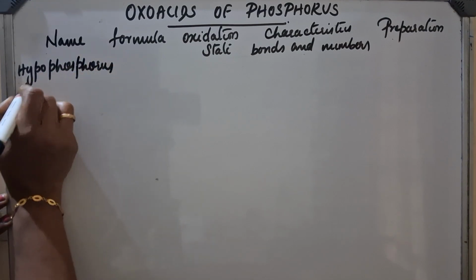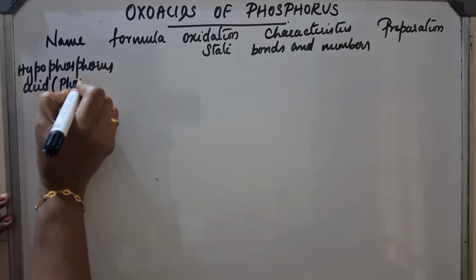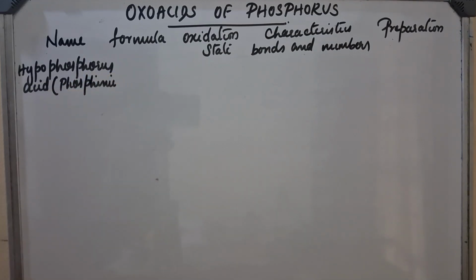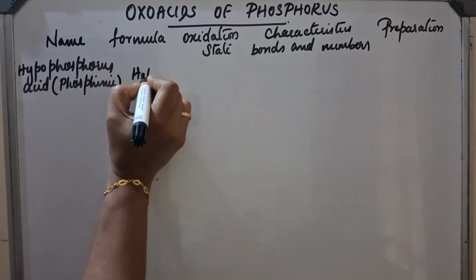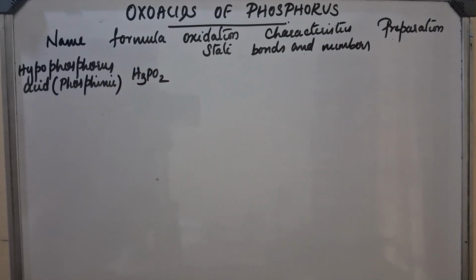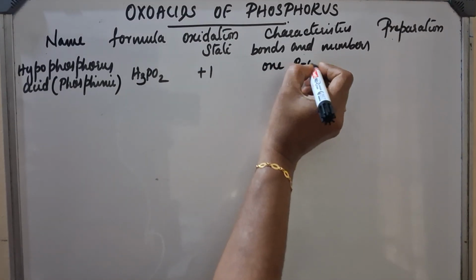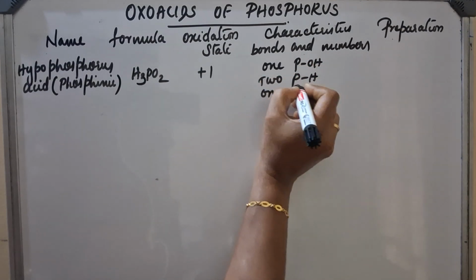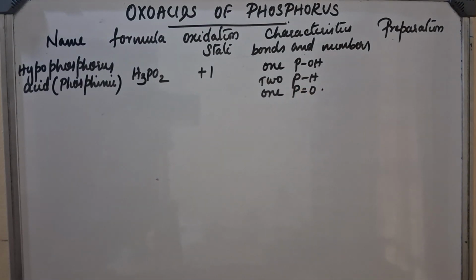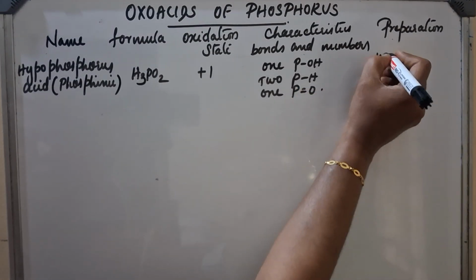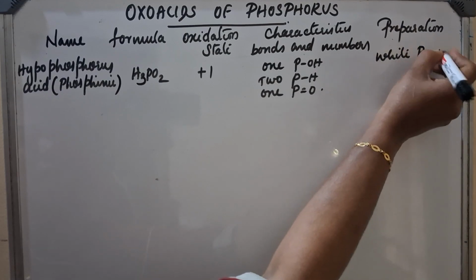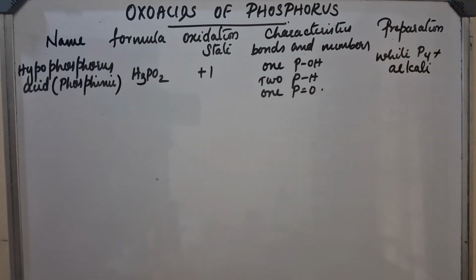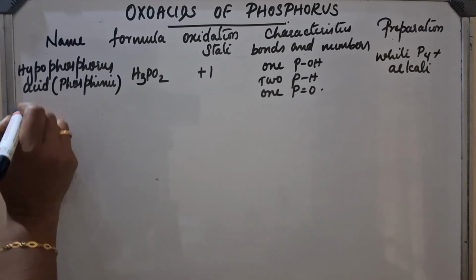Hypophosphorus acid, or phosphinic acid. Its formula is H3PO2. Here phosphorus has the oxidation state +1. The bonds present are 1 P-OH, 2 P-H and 1 P=O. It can be prepared by the reaction between white phosphorus and alkali.